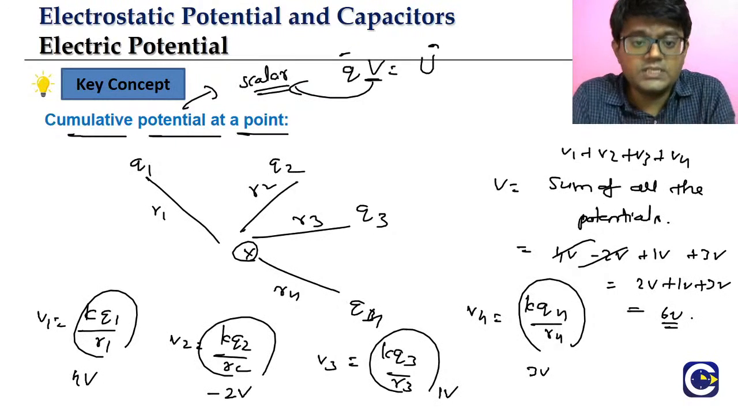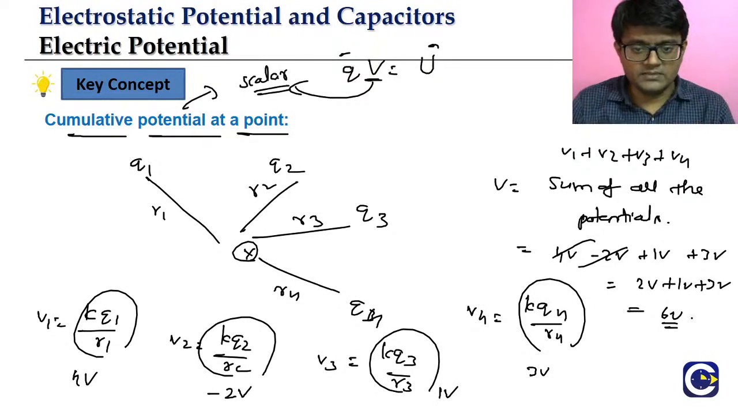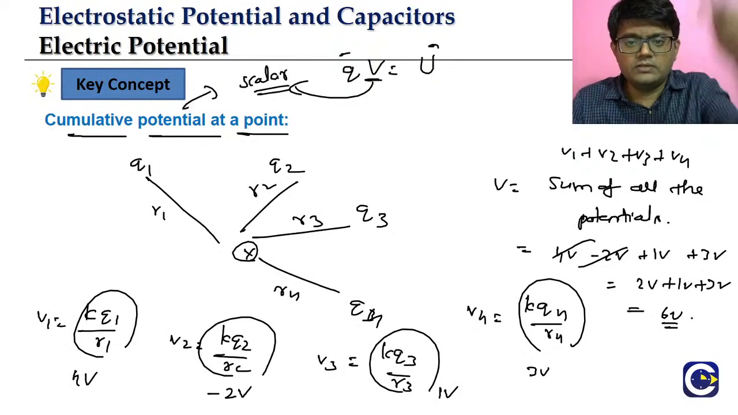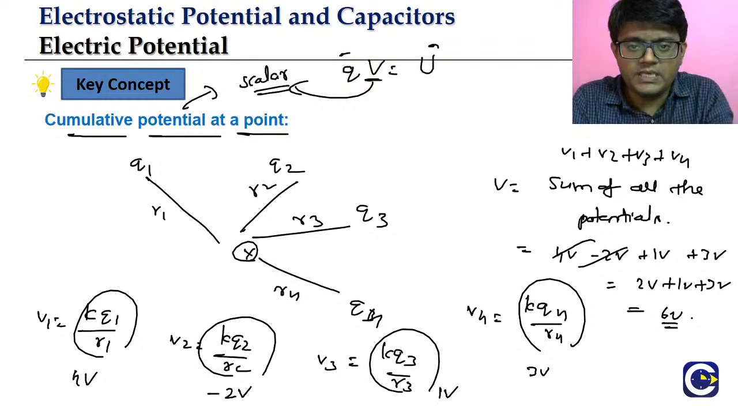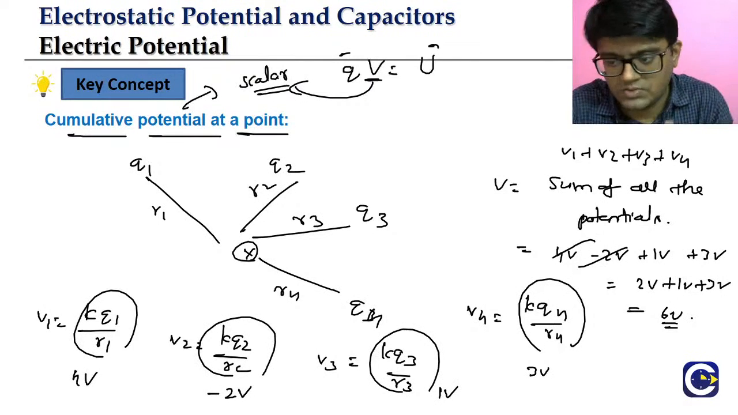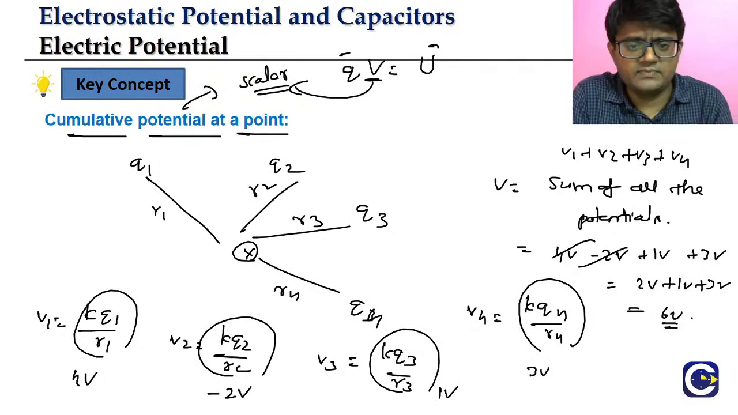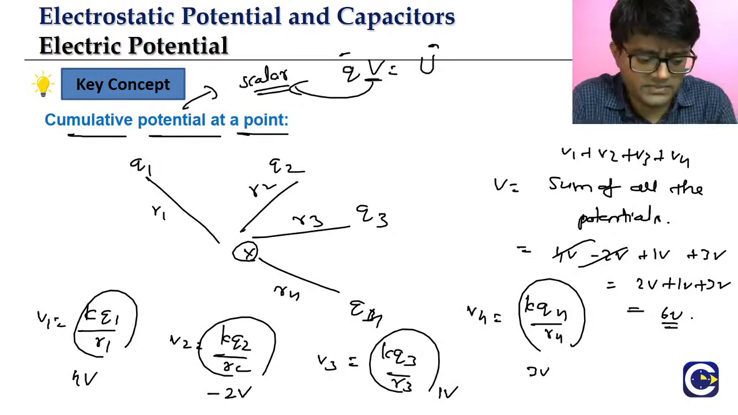Okay, so this is how we find the cumulative potential at a point. If you take a point and there are many charges surrounding it, we should just calculate the potential developed by each of the charges and add all those potential values. Adding gives us the cumulative or total potential. It is like adding simple numbers, because electric potential is a scalar quantity.